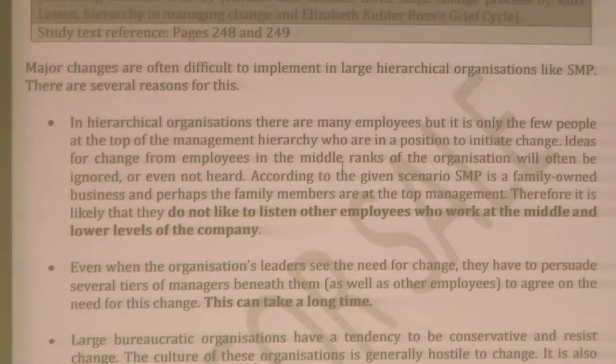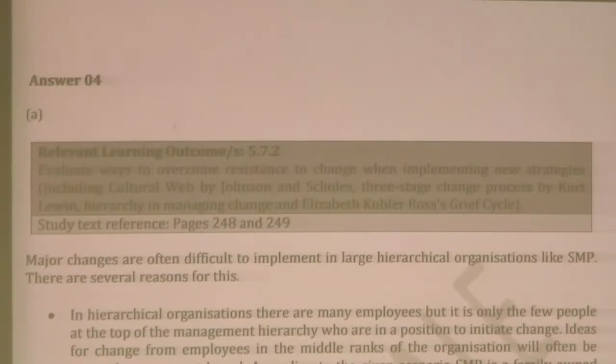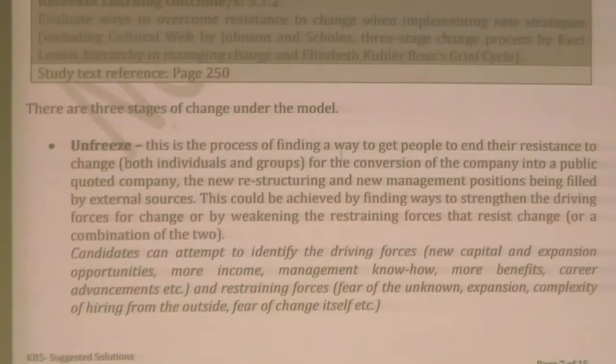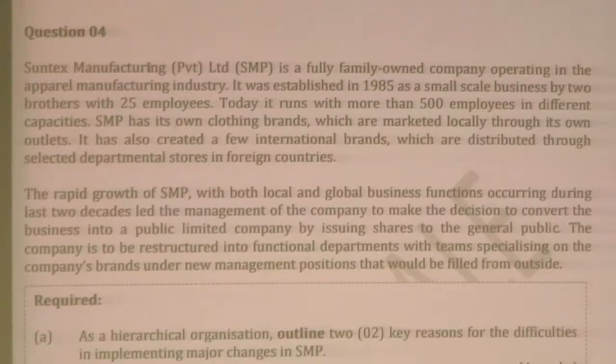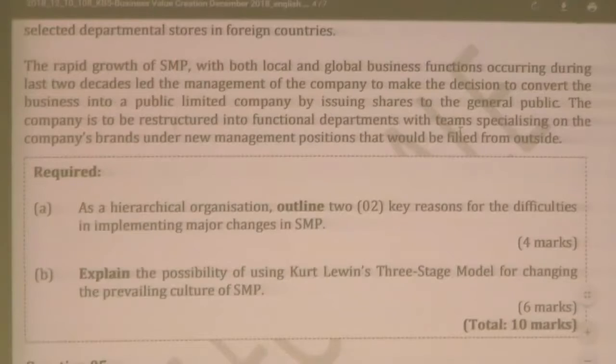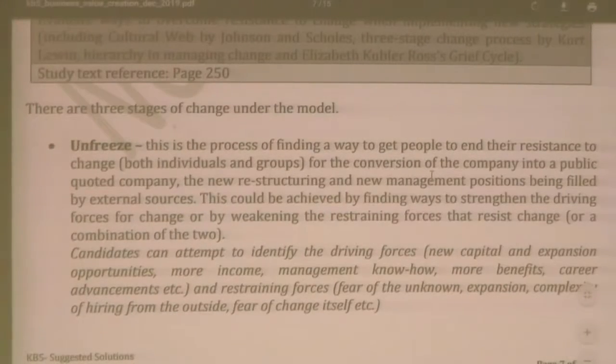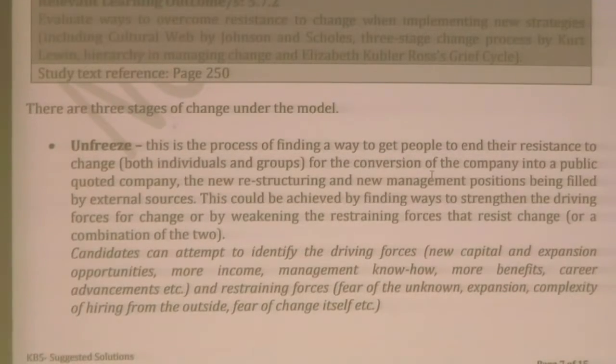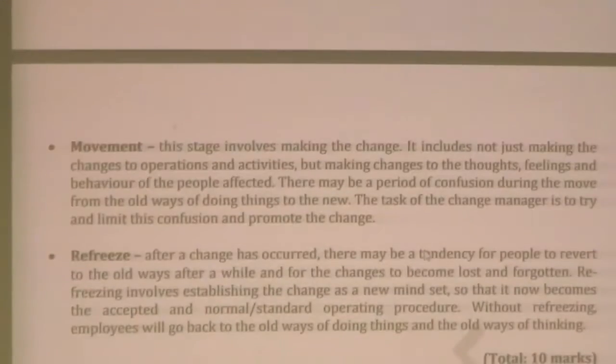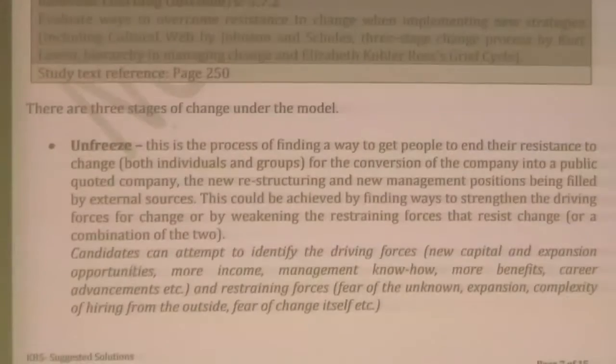The examiners give a study text reference here. They give the learning outcome and study text reference. But you would have written an answer in a very practical way. Okay. What's the next one? Explain the possibility of using Kurt Lewin's three-stage model for change in the prevailing culture. Unfreeze, change, and then you get the refreeze. Right. Let's look at this.